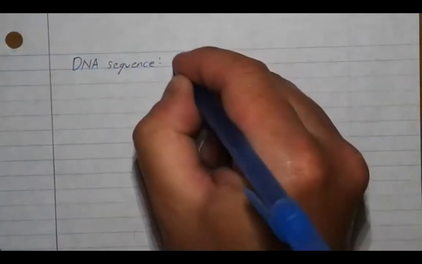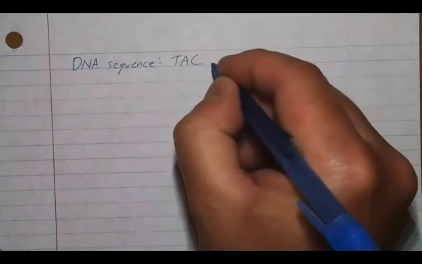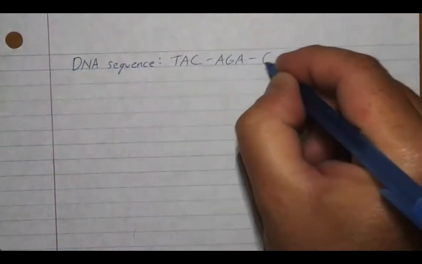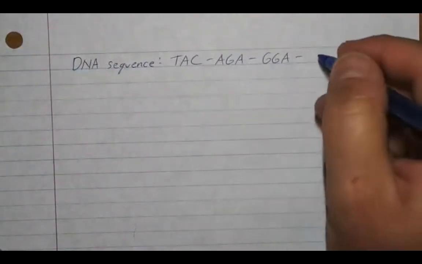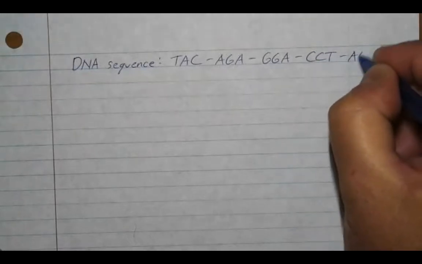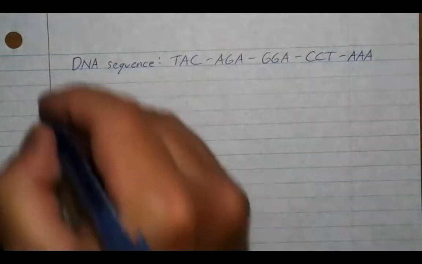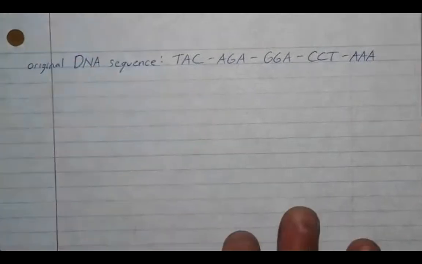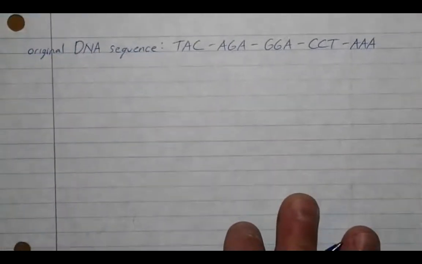So I give you TAC, AGA, GGA, CCT, AAA. So this is the original. I'll even put that. This is the normal unmutated sequence.